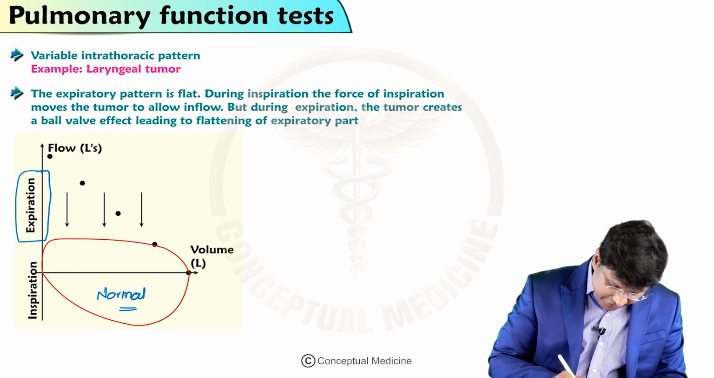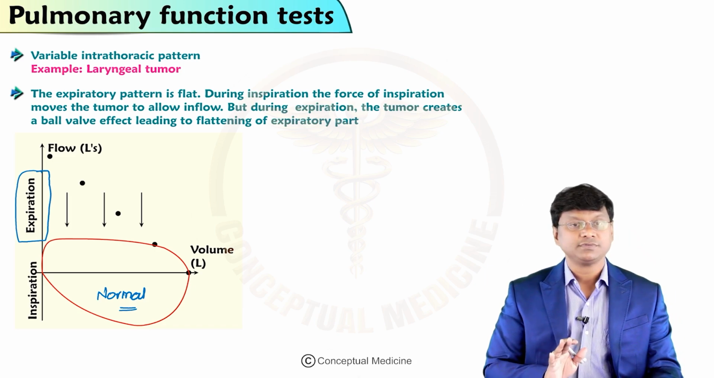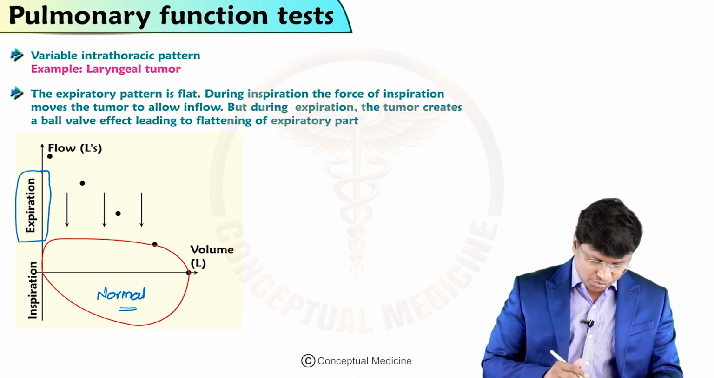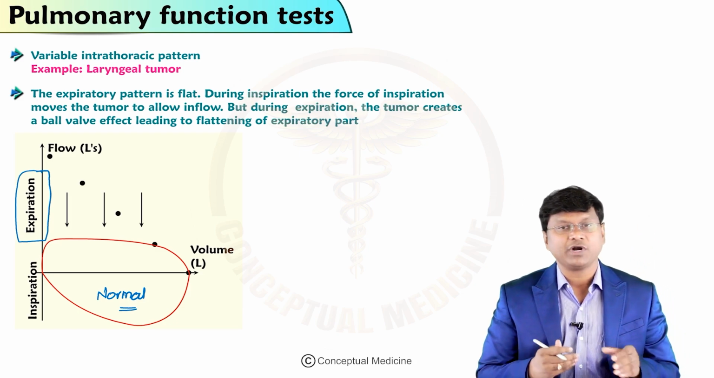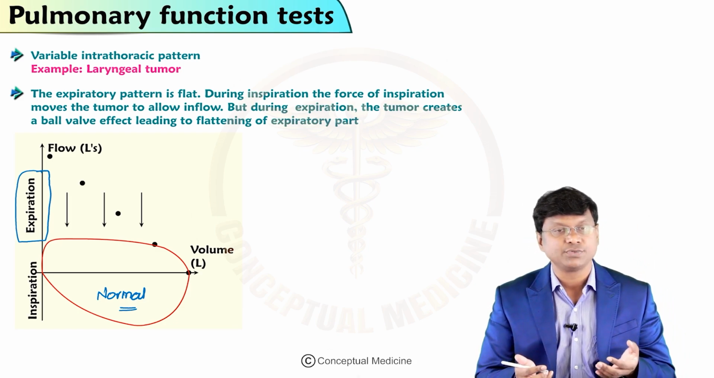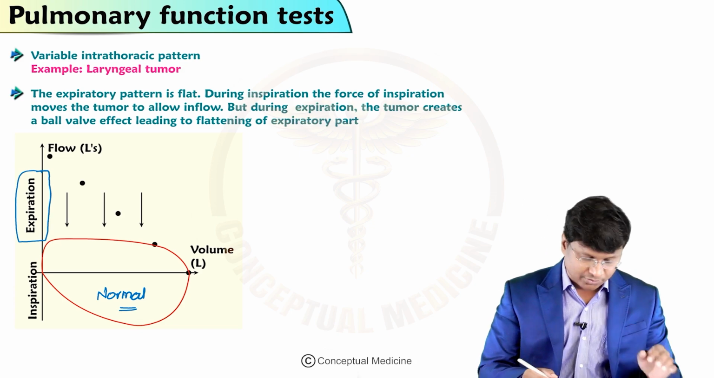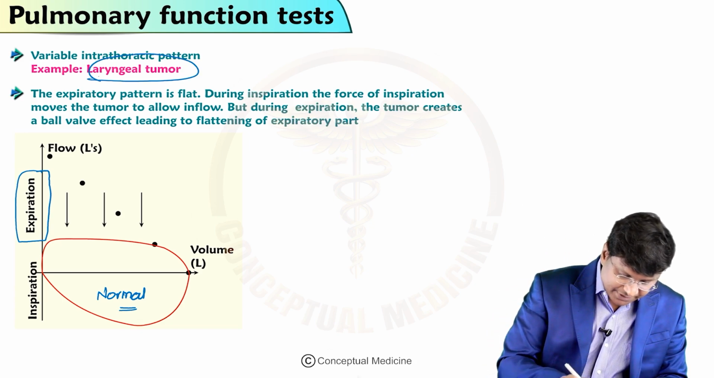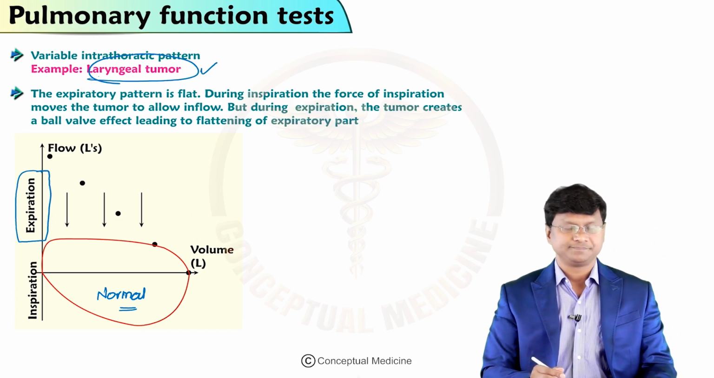Right? The inspiratory component is normal here. The expiration is reduced. So that is, expiration is flat. What is that suggestive of? That is suggestive of variable intrathoracic obstruction, for example, laryngeal tumor.